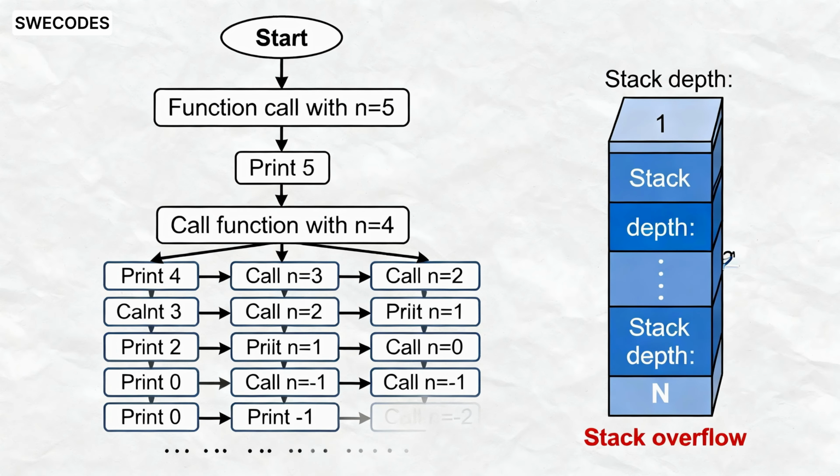Inside the function, it does two things. It prints the current number. It calls itself with that number minus 1. So 5 prints 5, then calls the function with 4. That call prints 4, and calls the function with 3. Then 2, then 1, then 0. Then -1, -2, and so on. It never stops. Each call eats a small piece of memory, and eventually, the stack overflows. We've built a loop with no exit.